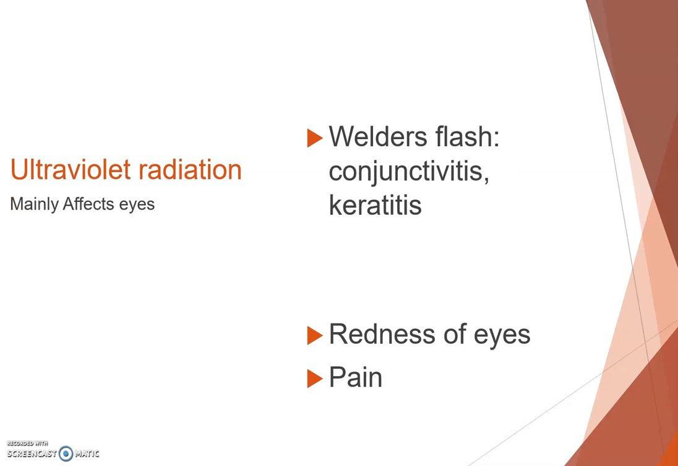The next type of hazard is ultraviolet radiation. It mainly affects the eyes. We have seen arc welding. When they are exposed to ultraviolet radiation, it can affect the eyes. It can cause keratitis and intense conjunctivitis. That is called welder's flash, during the welding process.